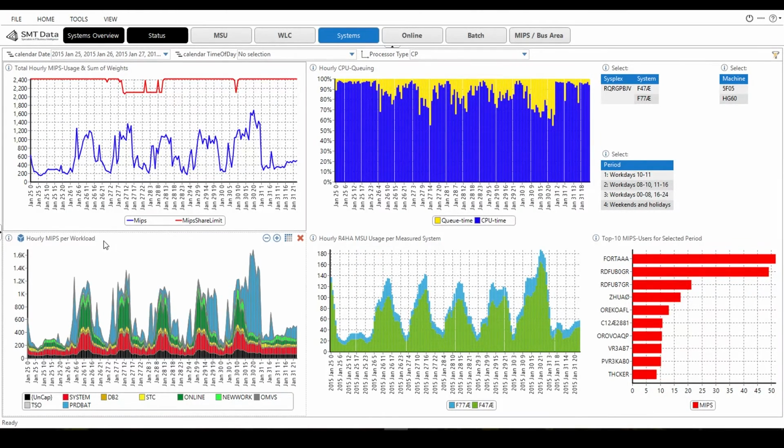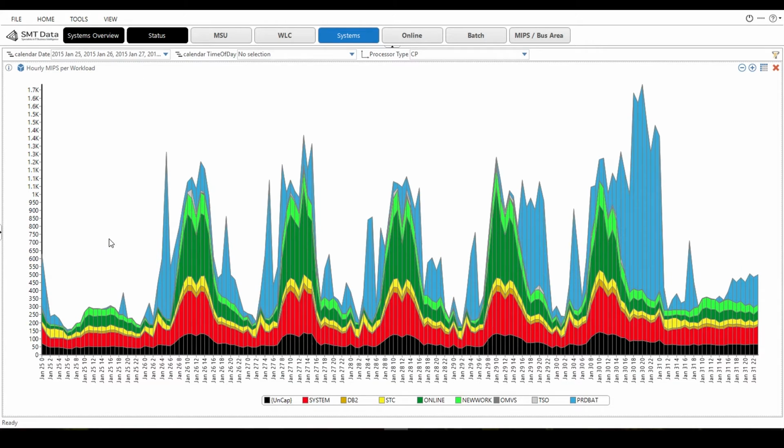If we go down below that, based on the SMF72, we can dig into a little bit what's causing this peak. So here we see the same data, but split out based on workload. We can see the blue is batch, the green is online, the red is system, and the black is the overhead. That is the difference between the SMF70 and 72.